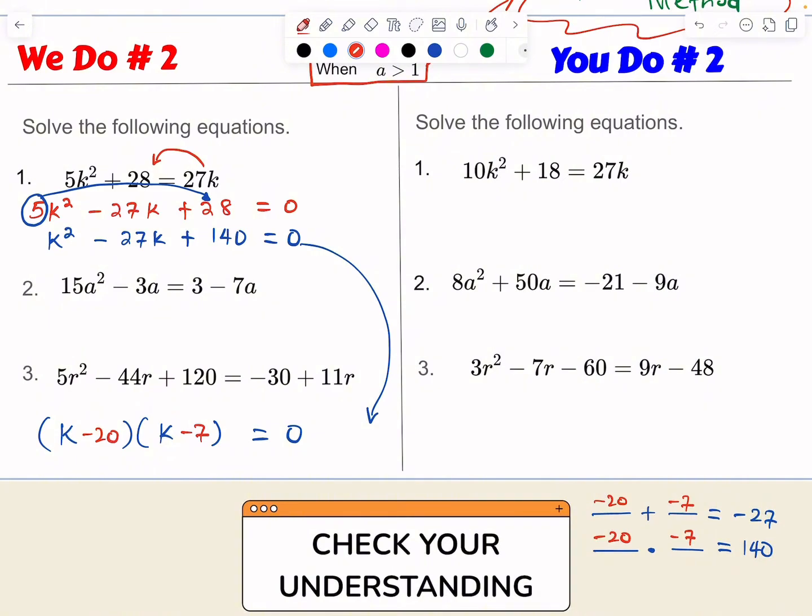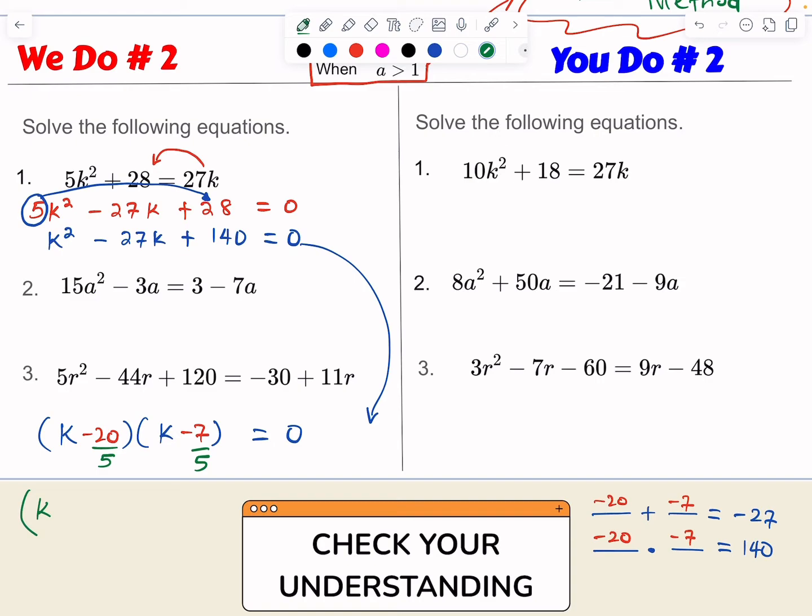Now remember that I used this number right here to multiply this C, right? So I'm going to take the same number, which is 5, and use it to divide each of those factors. And now what is the next thing I have to do? The next thing I have to do is to make sure that those fractions are simplified to the lowest term.